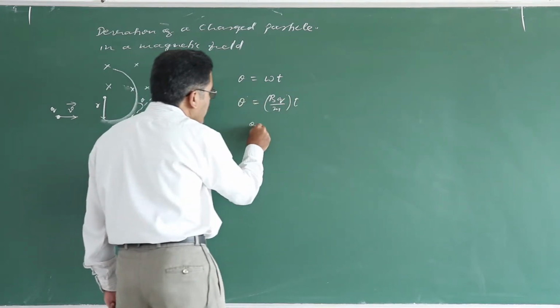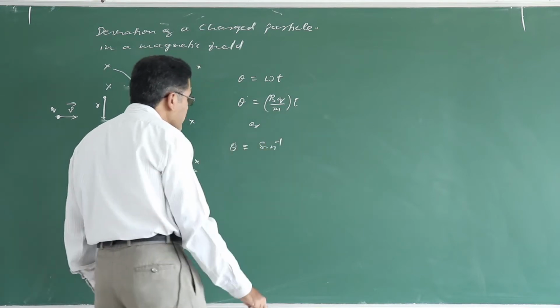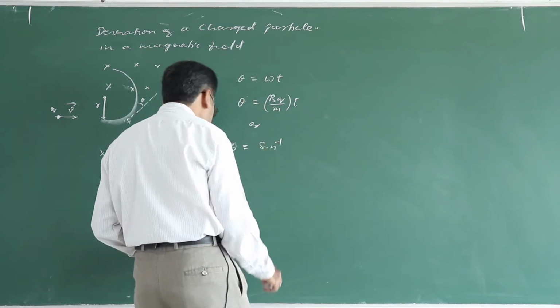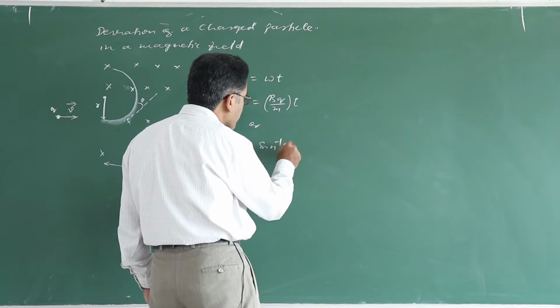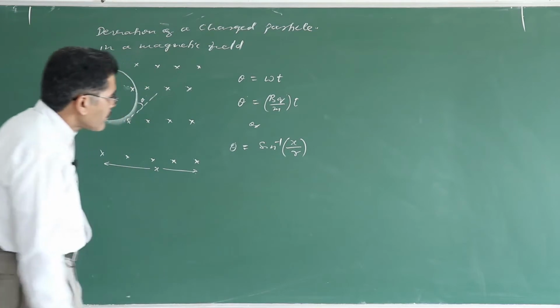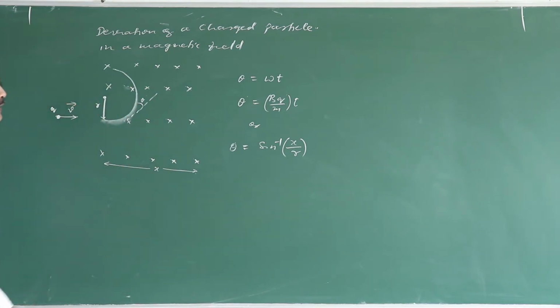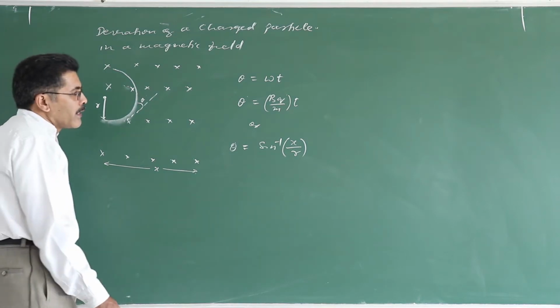See, R we can calculate using sine theta. Sine theta is equal to x by R, so theta is equal to sine inverse of x by R, where x is the length of the magnetic field and R is the radius. Okay.